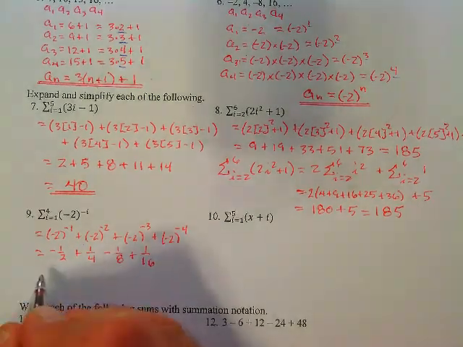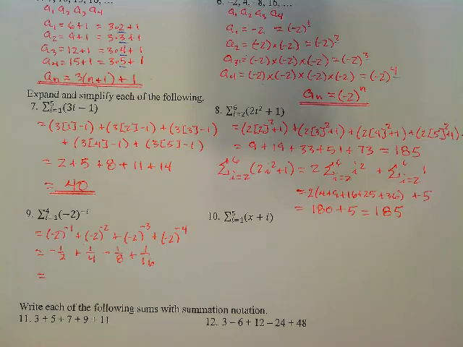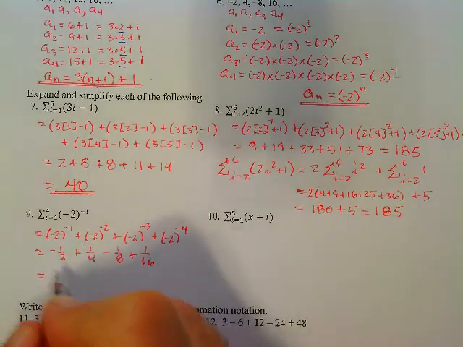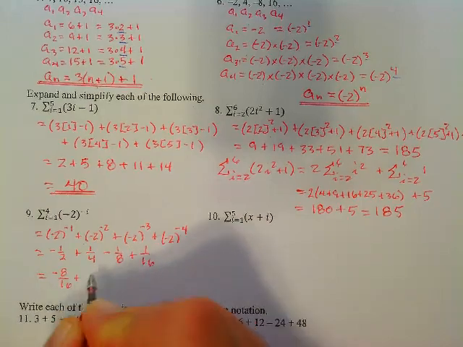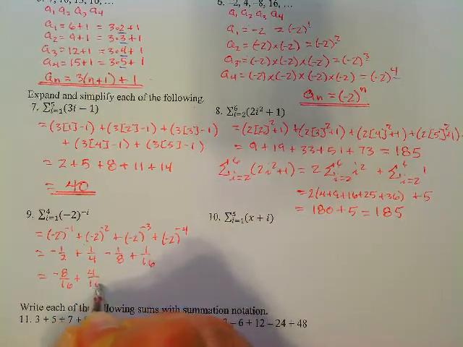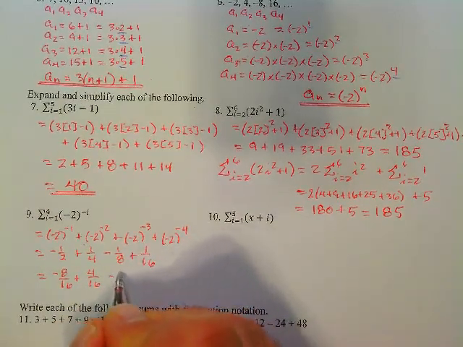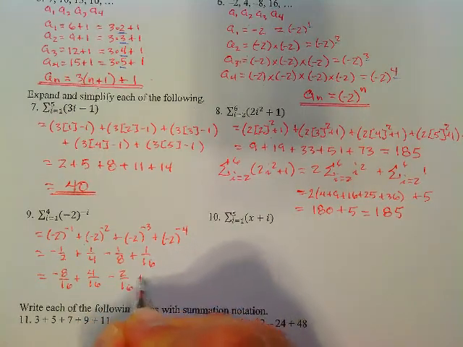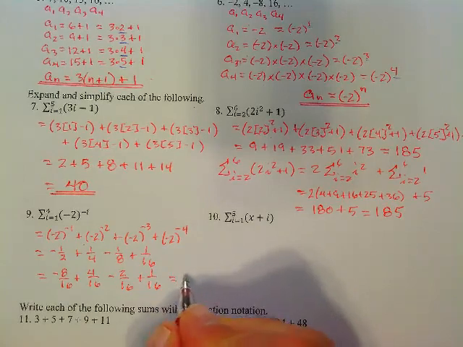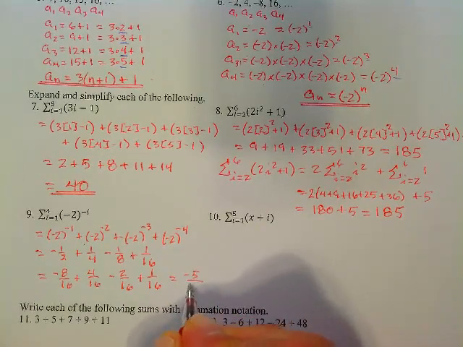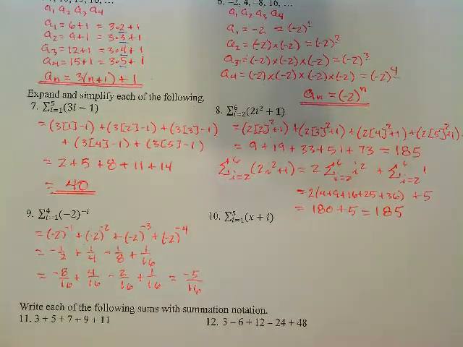Now, of course, when I'm adding fractions, I have to have common denominators, and so this would be 8 over 16, 4 over 16, 2 over 16, and then 1 over 16. And so my final answer is 5 over 16.